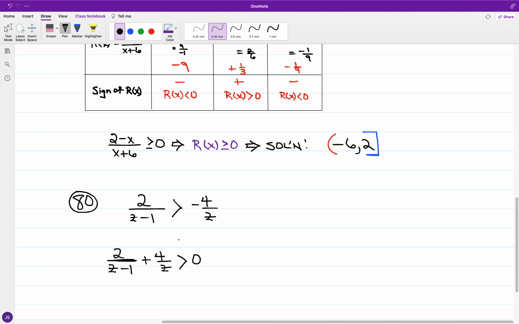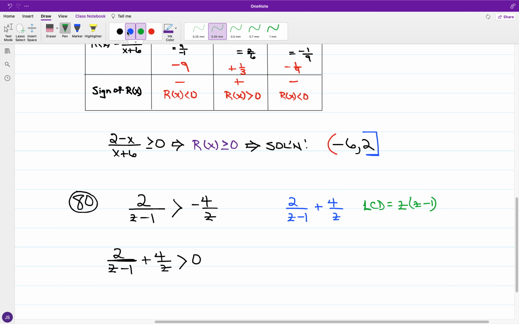Is greater than 0. And what I'm going to do is make this sum into a combined rational expression. So I'm going to work to the side here. So we've got 2 over z minus 1 plus 4 over z. Again, we have the least common denominator, so that's going to be z times the quantity of z minus 1.